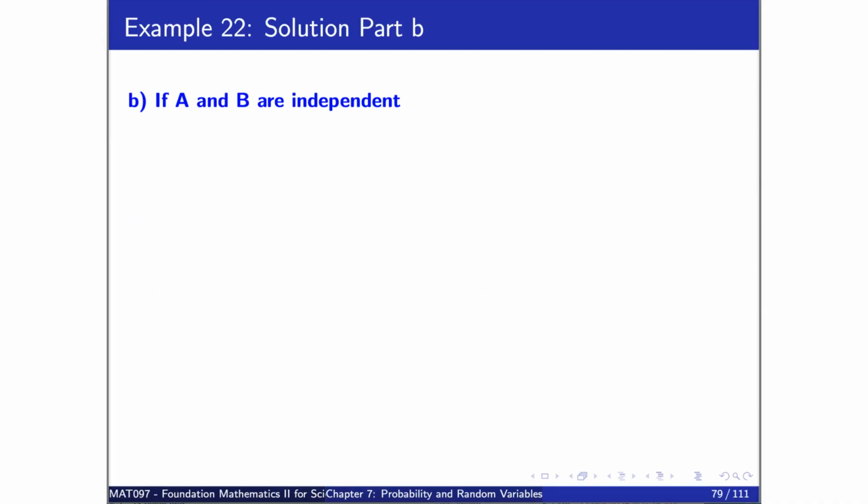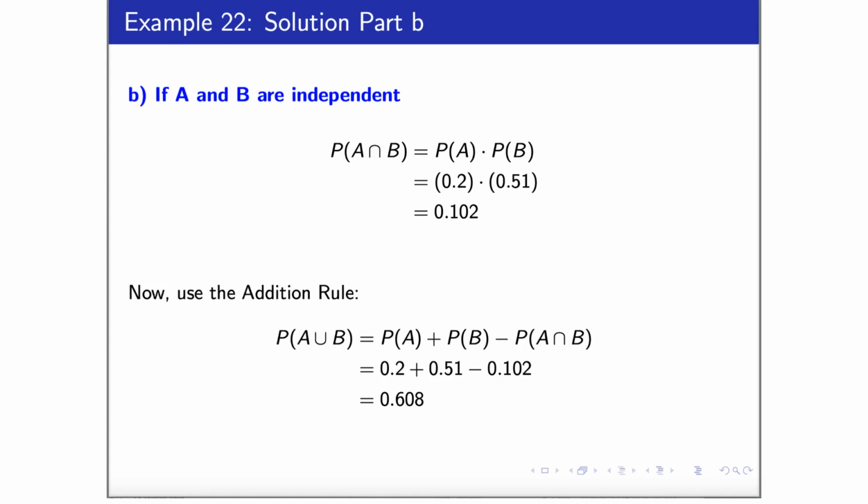For part B, if the events are independent, they can happen at the same time. First, we must find their intersection by multiplying them. 0.2 times 0.51 equals 0.102. Then we use our standard addition rule, P of A plus P of B minus their intersection. So, 0.2 plus 0.51 minus 0.102 gives us a final answer of 0.608.